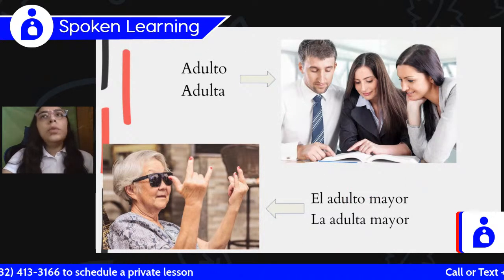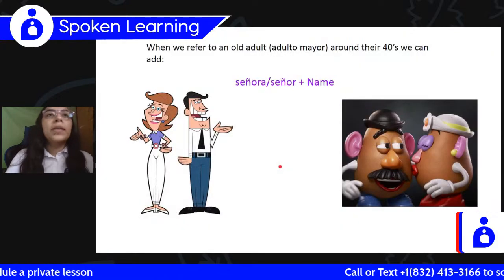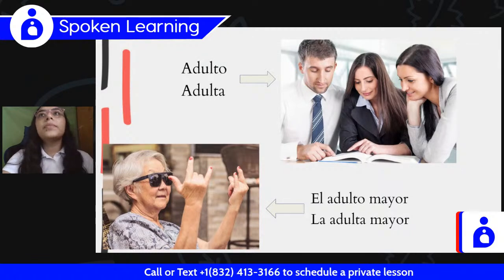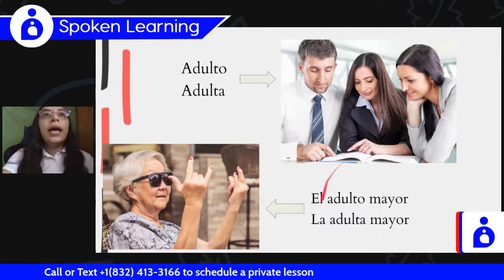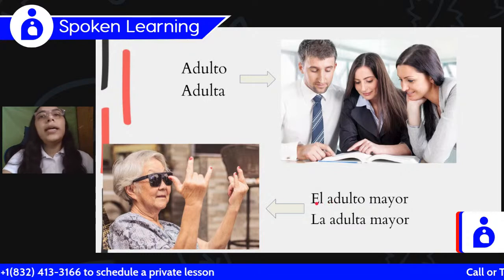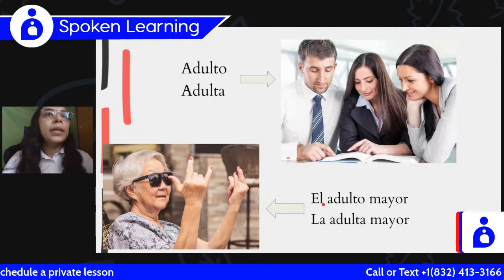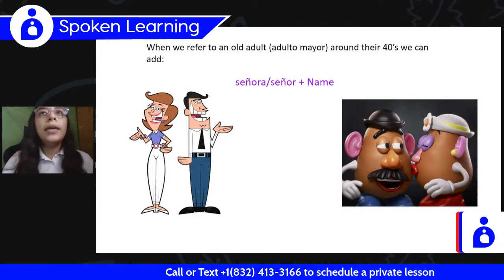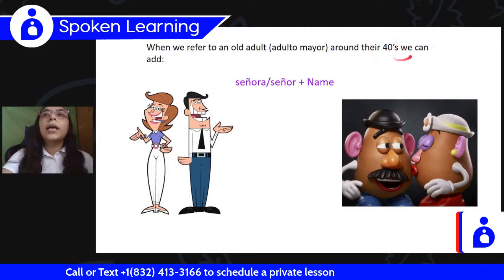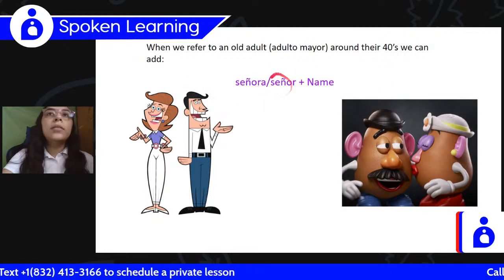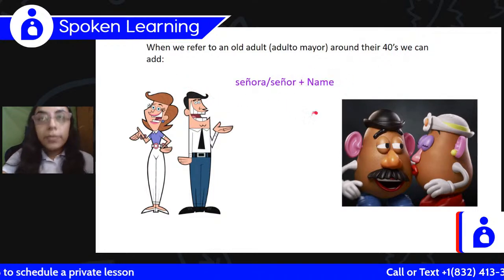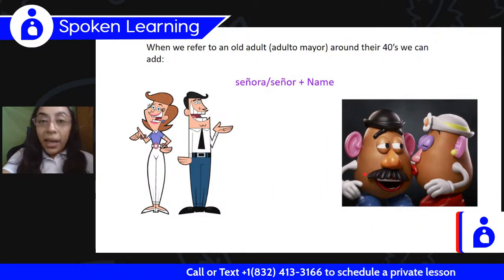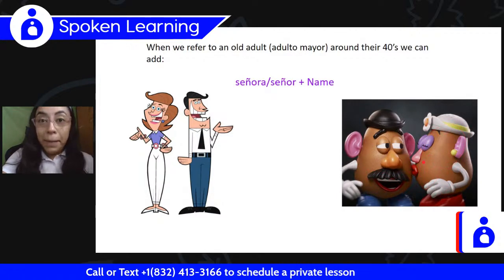You can also use the word viejo o vieja, but of course, people don't like to be called old man, right? So we kind of avoid that. And instead of saying viejo, vieja, you can say el adulto mayor, okay? So when we refer to an adult, as I was saying, around their 40s, we can add señora o señor, plus the name, of course. Remember, these cartoons are señor cara de papa in Spanish or señora cara de papa. So yeah.